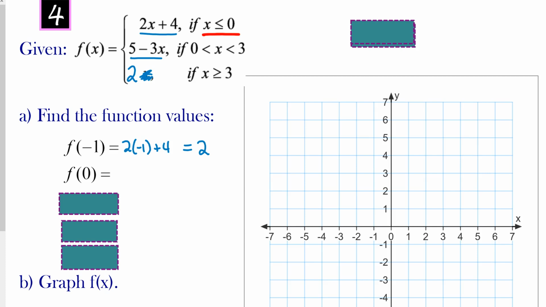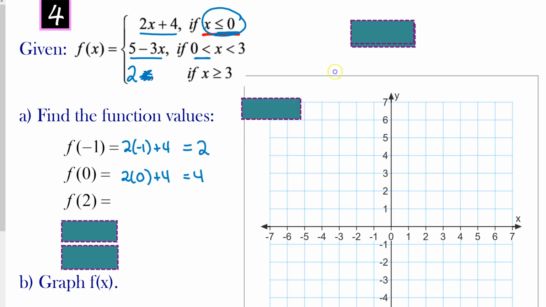The next one is f of 0. Well, where do I put 0? Uh-oh, I see a 0 here, and I see a 0 here. Which one do I use? It's the one where you have the equals. Okay, so put it in the first piece. 2 times 0 plus 4 is 4. Okay, let's look at the next one.